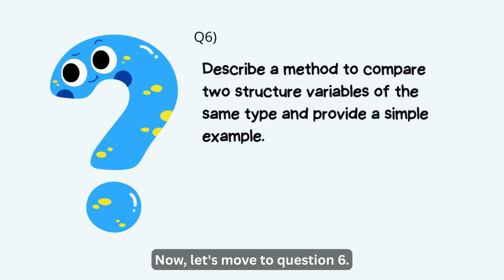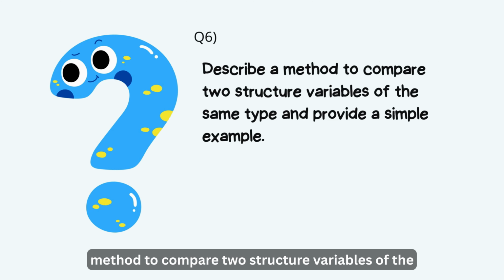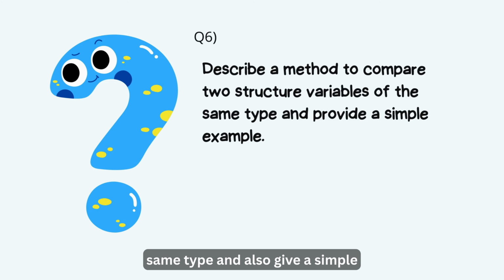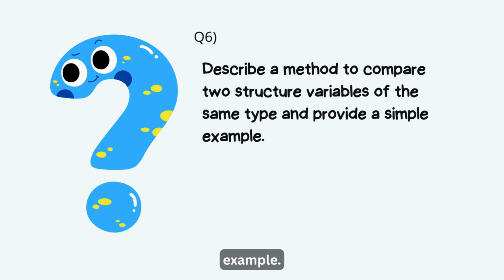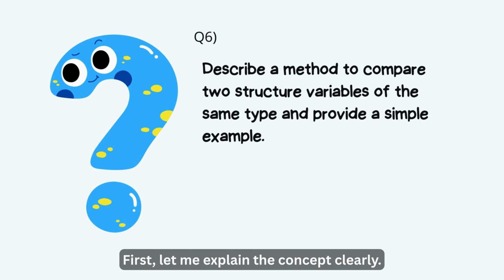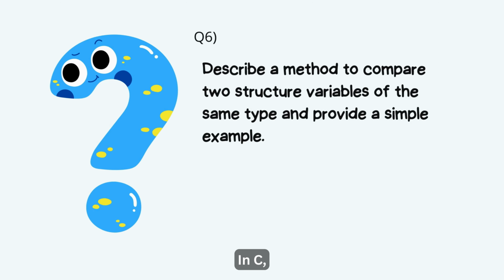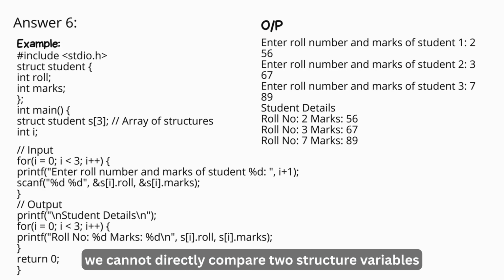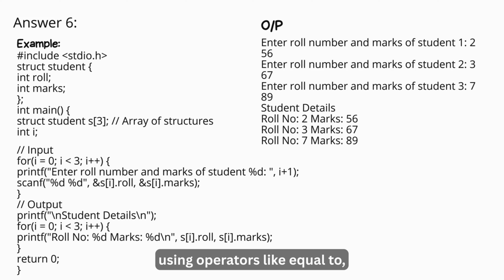Now, let's move to question 6. The question asks us to describe a method to compare two structure variables of the same type and also give a simple example. First, let me explain the concept clearly. In C, we cannot directly compare two structure variables using operators like equal to, assignment operators, or exclamation mark equal to, not equal to. This is because a structure contains multiple members, not just a single value.